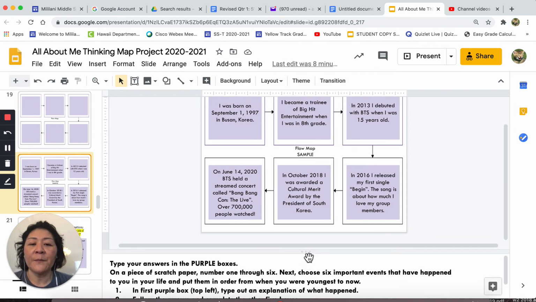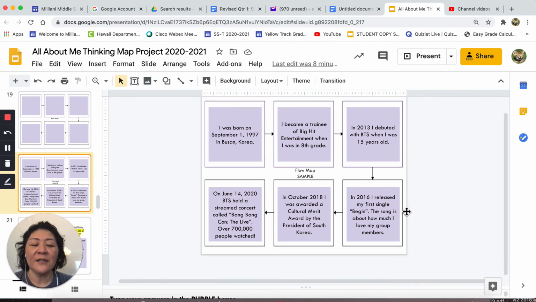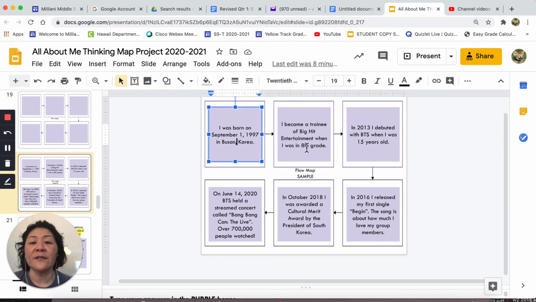The example I did was actually, it's not Ayako for this one. It is one of the members of BTS. I just found information about him, and I just kind of put it in order. So I was born on September 1st, 1997 in Busan, Korea. So that was the first event.